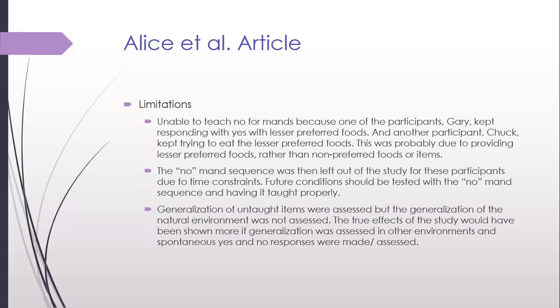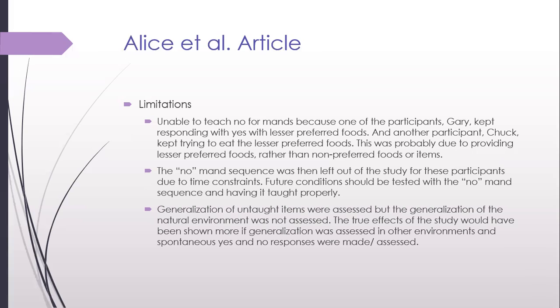The limitations of the article are that they were unable to teach the no mands because one of the participants, Gary, kept responding with yes to a lesser preferred food, and another participant, Chuck, kept trying to eat the lesser preferred foods, which was probably due to them providing lesser preferred foods rather than completely non-preferred foods. The no mand sequence was then left out of the study for these participants due to time constraints. They also talked about how future studies should test the no mand sequence and have it taught properly.